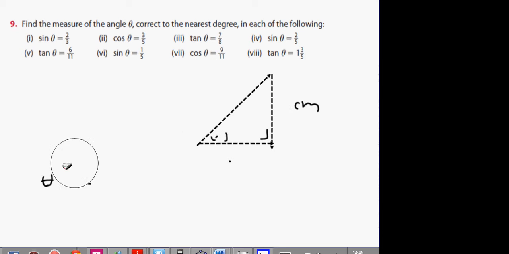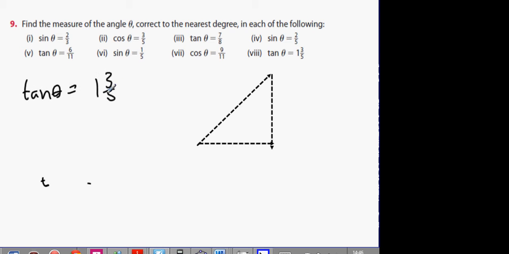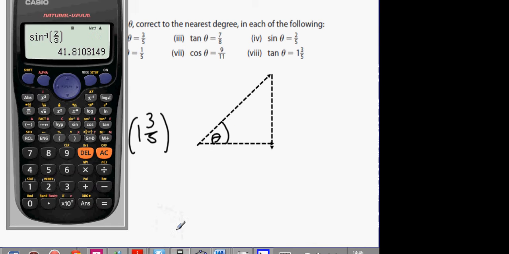I'll do number 9 part A. Once again, 9 part A is tan theta equals 1 3/5. Now, theta therefore equals tan inverse 1 3/5. Theta is the angle. It's to measure the angle. Now guys, you can do it this way. Shift tan inverse. See this button here? Shift fraction button, 1 3/5. And then what you get here, the angle is 58 degrees.